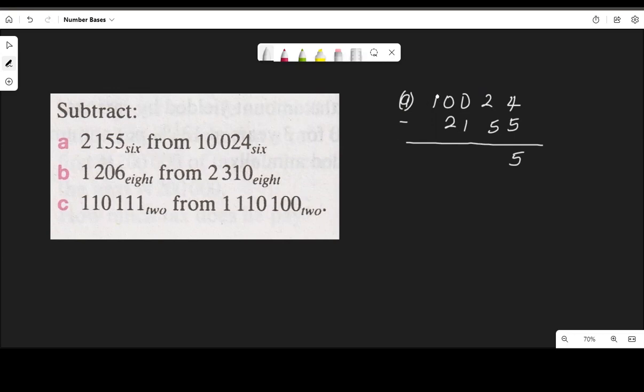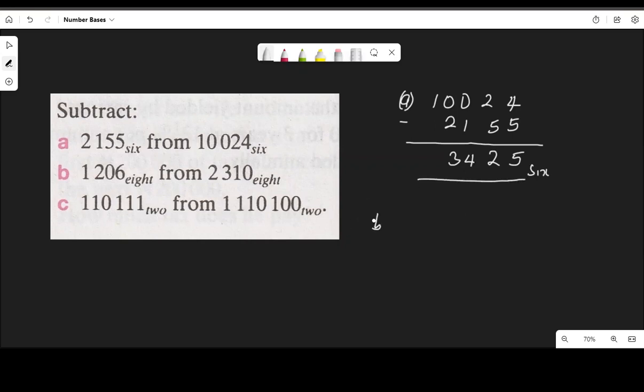I need to borrow from here to this place, which makes this place 6. Borrow from that 6 to this place, which makes this place 6 again. Then borrow from that 6 to this place. I was having 1 here. 6 plus 1 is 7. 7 minus 5 is 2. So this remains 5. 5 minus 1 is 4. This remains 5 also, minus 2 is 3. So our answer is 3425 in base 6.